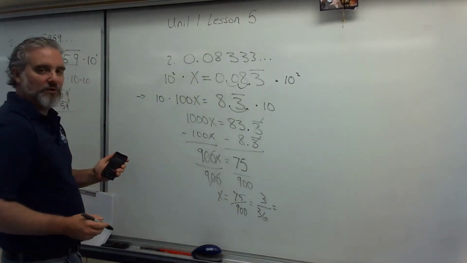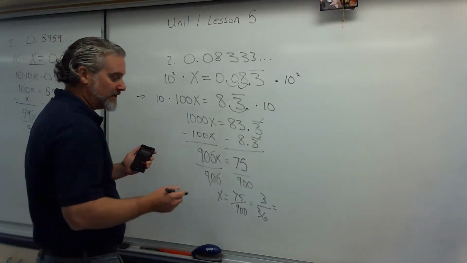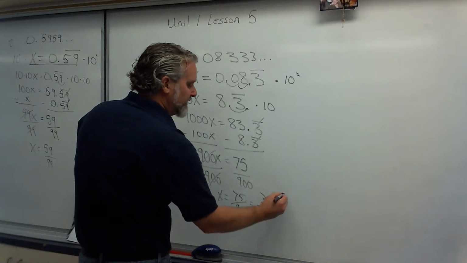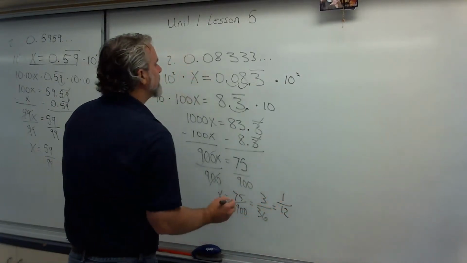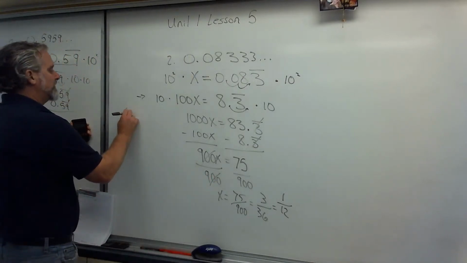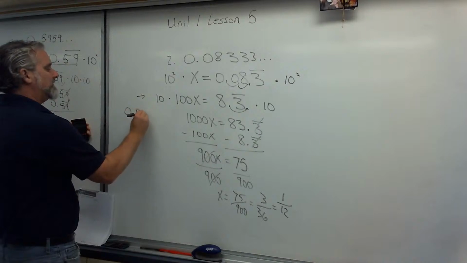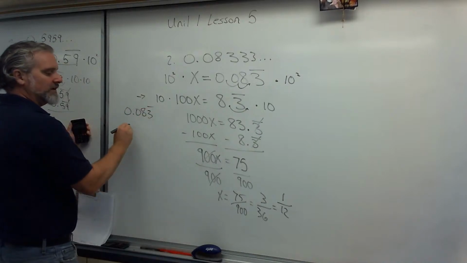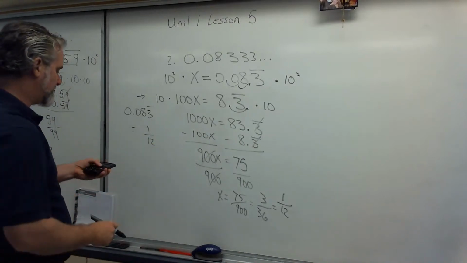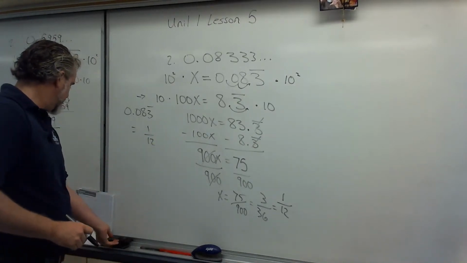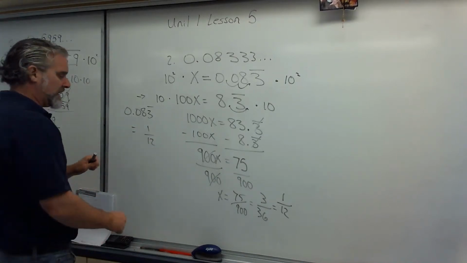Now I see that we can go one more time. 3 goes into 36 evenly. It goes in evenly 12 times. So 3 divided by 3 is 1, and 36 divided by 3 is 12. So my answer is 0.083 repeating is equal to 1/12. 1 divided by 12. That is problem number 2. Next.